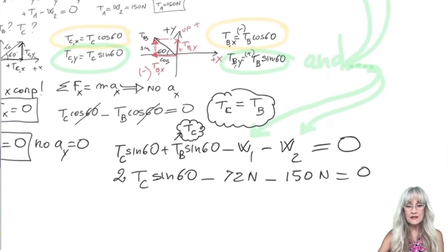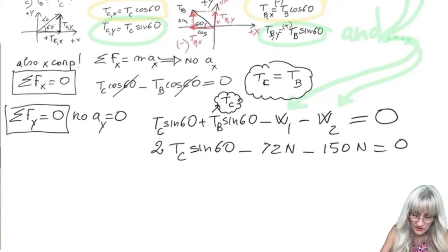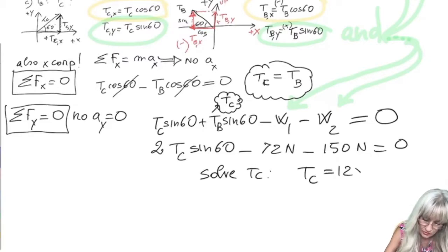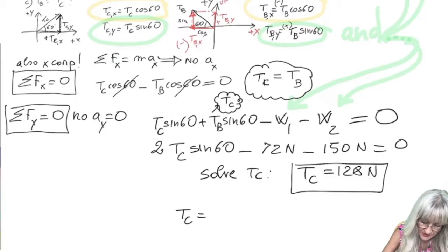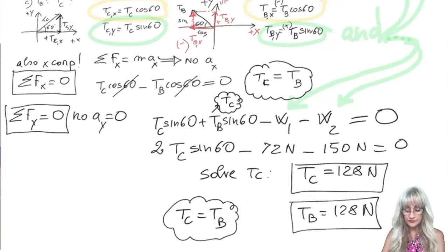Elegantly, we are at the very end of this great problem, because this is an equation and I'm going to solve for T of C. Final answer is 128 Newton. Frame it. Since T of C is equal to T of B, is the condition I put in the cloud, also T of B, 120 Newton, 128 Newton. Problem done.